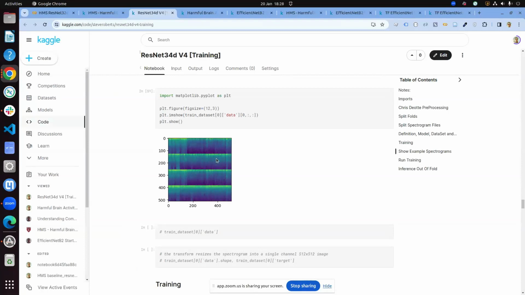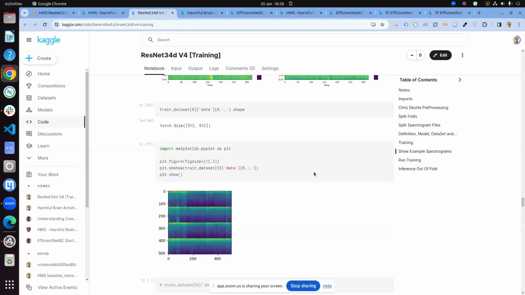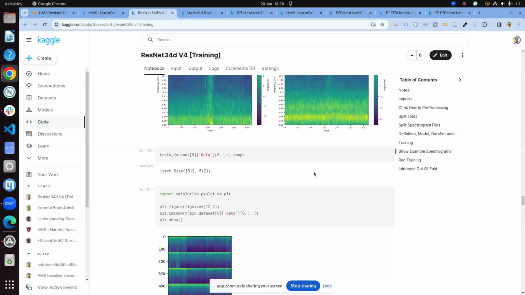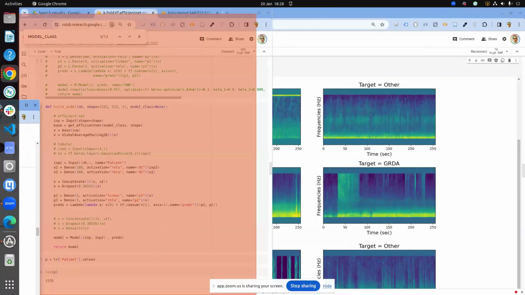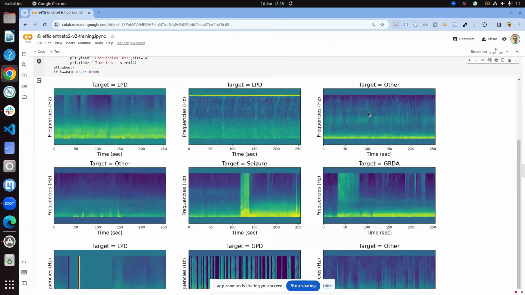It also resizes it. The one that's winning at the minute has resized it to 512 by 512, whereas Chris Deotte in his model doesn't resize it. He gets it so that it matches what EfficientNet wants, which is why you've got these borders at the top and bottom, because he hasn't resized it. He's kept it the same as the EfficientNet standard input.